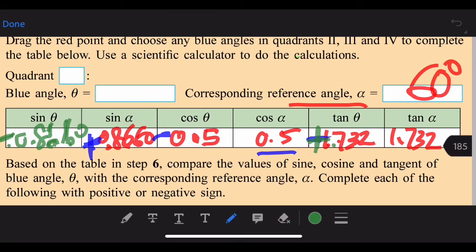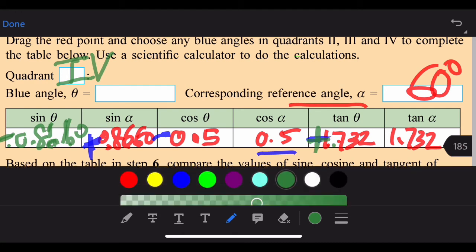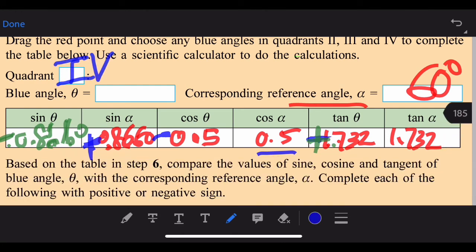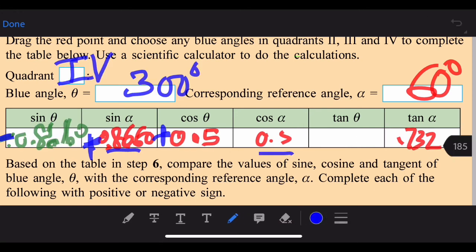Now I'm going to do the quadrant 4. For quadrant 4, you notice that this angle will become 300, right? Isn't it 300? So if you press the calculator, sine 300, you will get a negative, still negative, sine alpha positive. Cos 300 will turn positive now. It will become positive. This one still positive. And the tangent now will become negative 1.732. And this one remains 1.732.